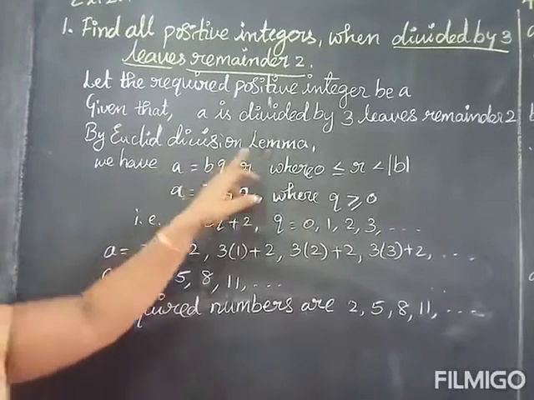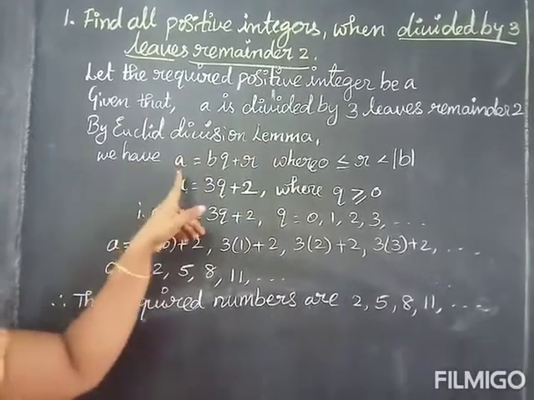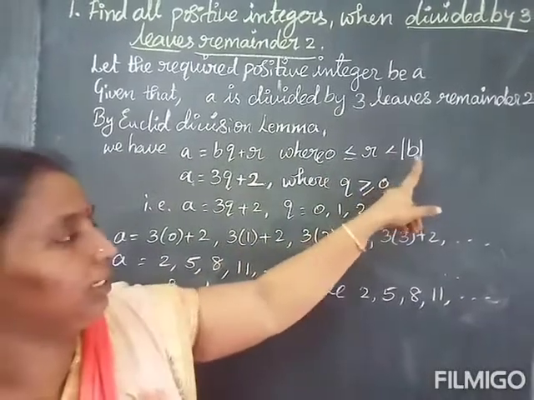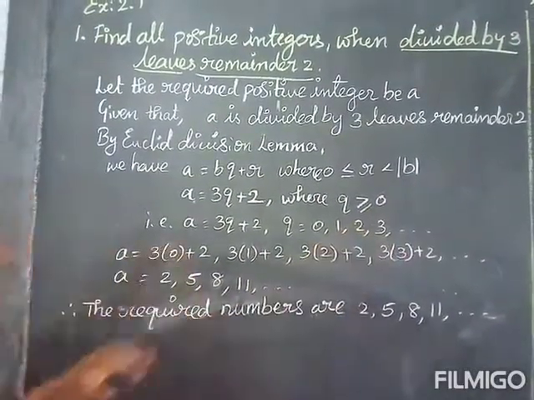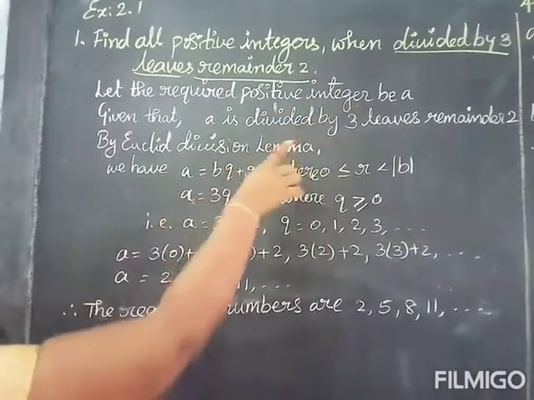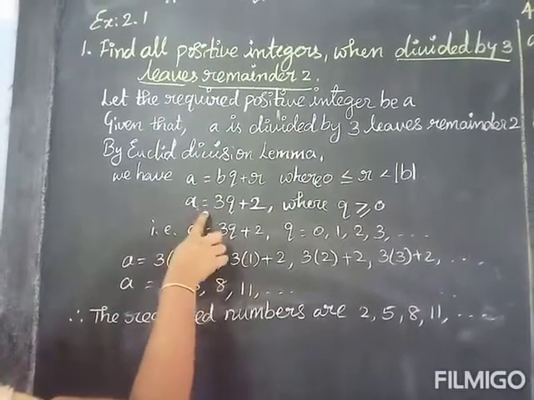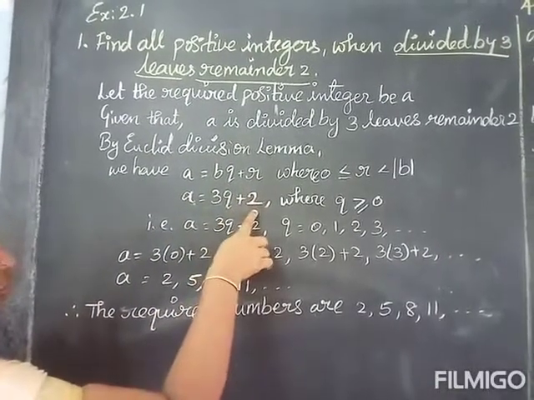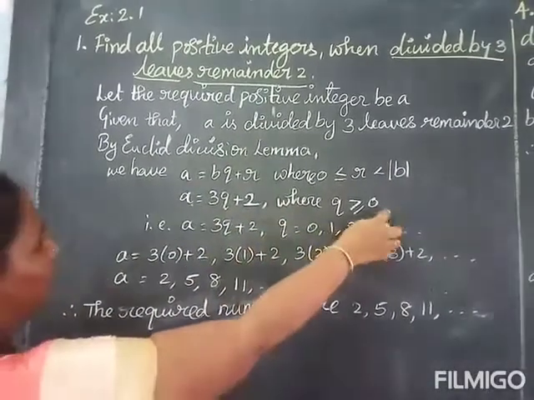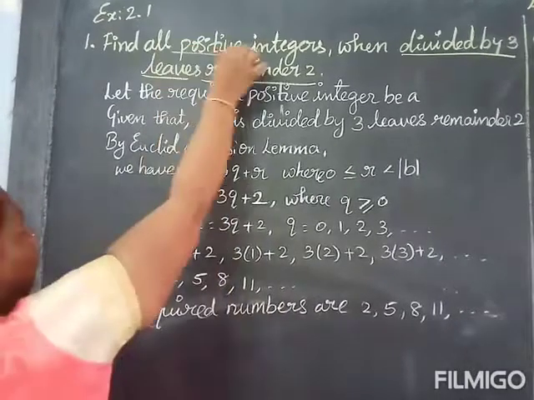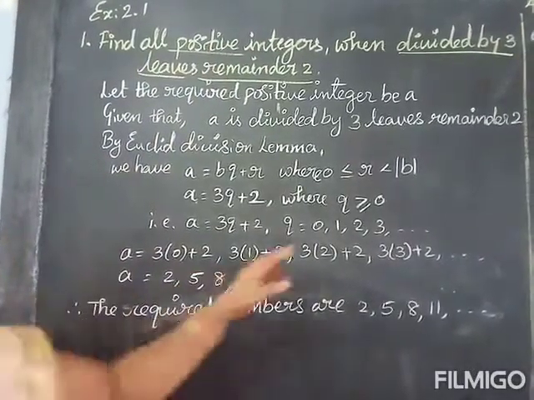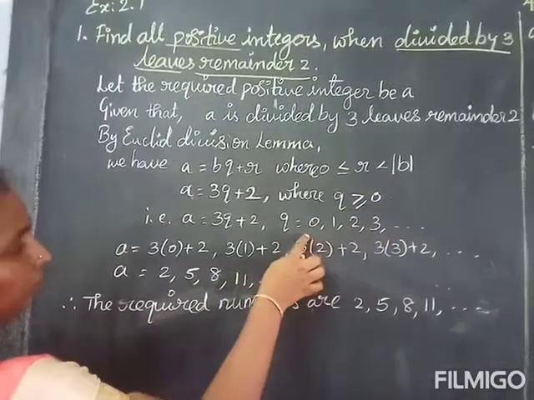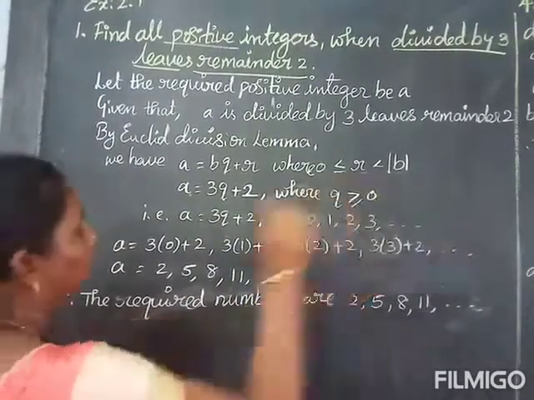So by Euclid's division lemma we already know we have a = bq + r, where 0 ≤ r < |b|. So here the divisor is 3, so you have to write a = 3q + r. They gave the remainder as 2, so the r value is 2. Here q is greater than or equal to 0, because they gave positive integers. So q must be greater than or equal to 0, meaning q takes the values 0, 1, 2, 3 and so on.